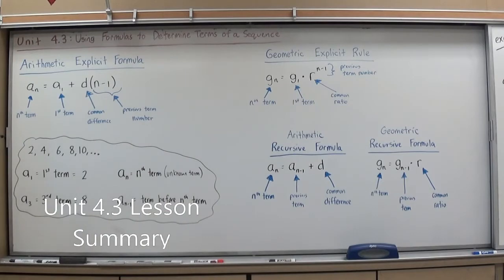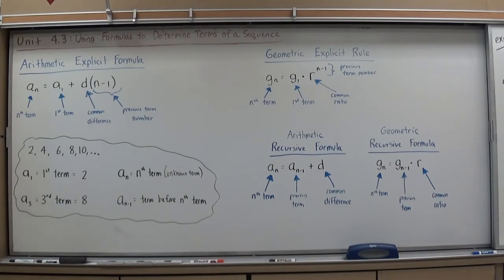Unit 4.3 will be on using formulas to determine terms of a sequence. So we're continuing our study of arithmetic and geometric sequences. What we're going to do now is give you an actual rule that you can use to skip ahead and find future terms or previous terms in a sequence.